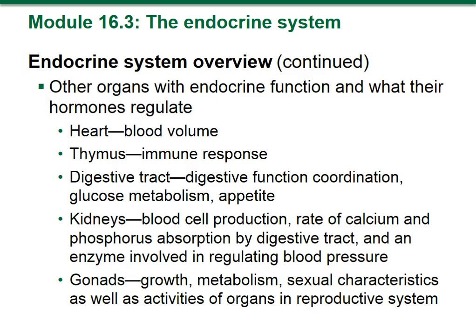Your kidneys themselves will release hormones that are involved with blood cell production, the rate of calcium and phosphorus absorption by your digestive tract, and an enzyme that's involved in regulating your blood pressure. The gonads, both for the males and females, produce hormones that are regulating growth and metabolism and sexual characteristics and activities of the organs in the reproductive system. There's lots of different organs there to think about. We will be going through these in more detail.